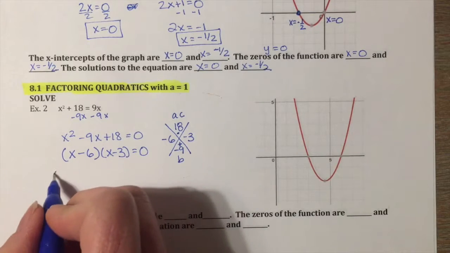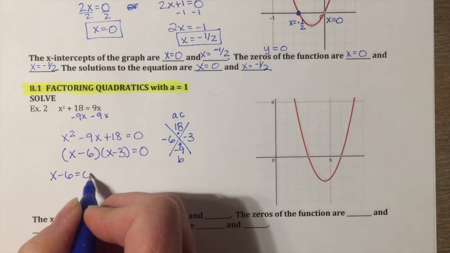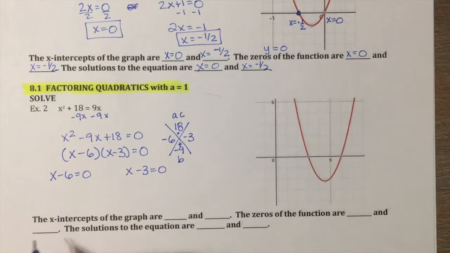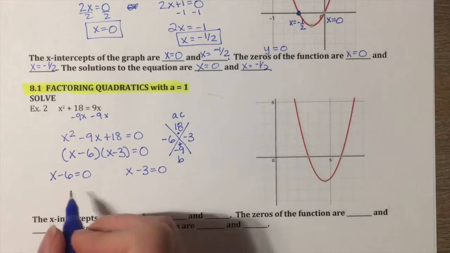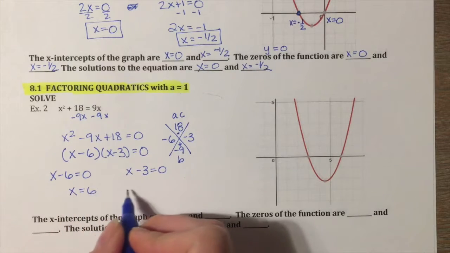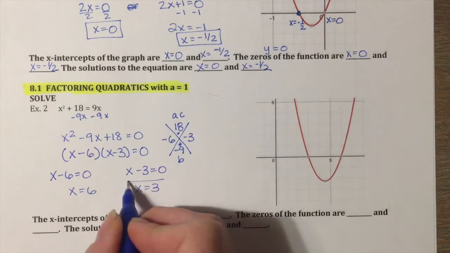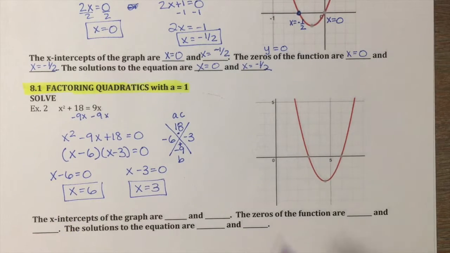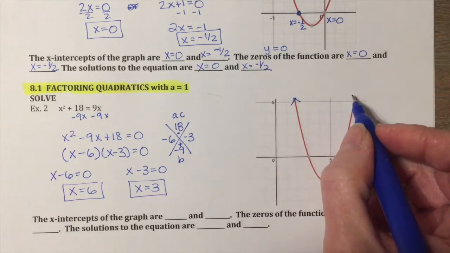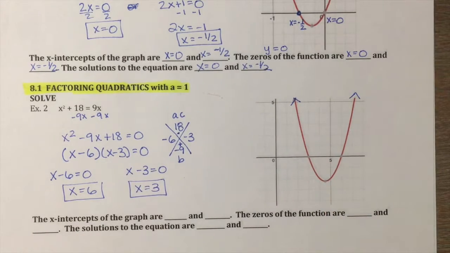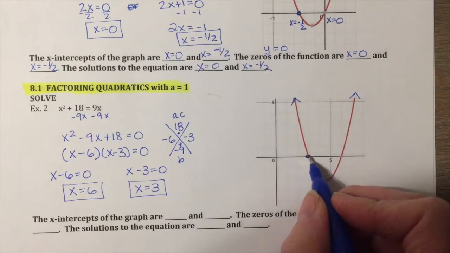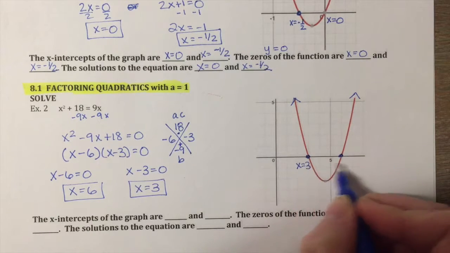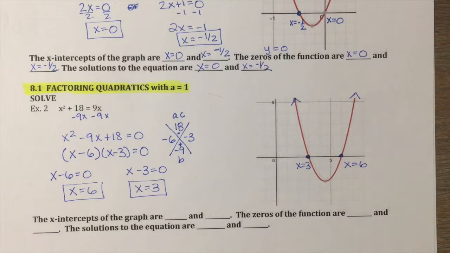This is my situation, my a times b equals 0. So I know that either the term x minus 6 equals 0 or the term x minus 3 is equal to 0. And now, my step 3, I solve these. So x equals 6 or x equals 3. Those are my solutions to my given equation. Notice I have the graph of x squared minus 9x plus 18 over here. And notice on that graph that it goes through the x-axis at x equals 3 and x equals 6.